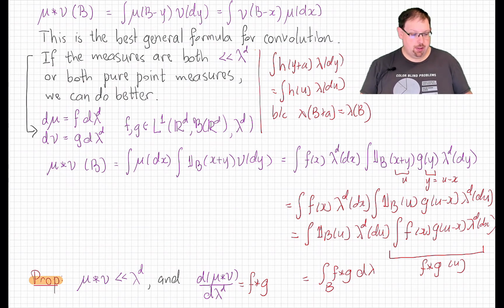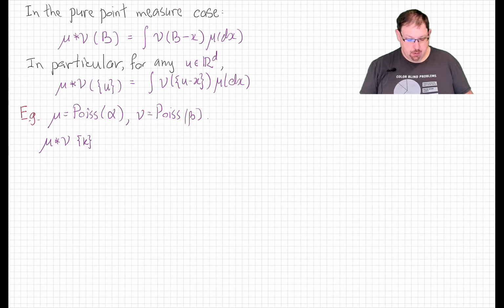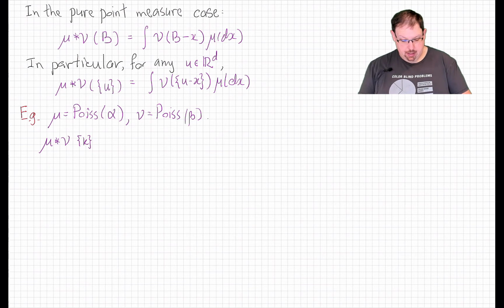In the mirror universe, where we have pure point measures, we have actually a similar formula. So starting again with this representation of the convolution of two measures, we're going to go ahead and make the assumption, which we'll justify through the calculation, that the convolution of two discrete measures will be discrete, which means that it's totally determined by its value on singleton sets. So the convolution at the singleton set, the point u, is just the integral of this function, the new measure of the point u minus x, against mu of dx.